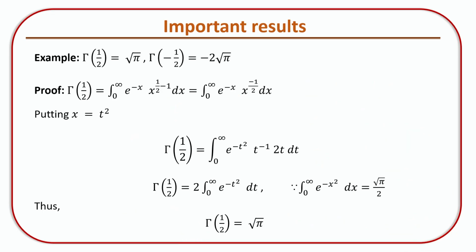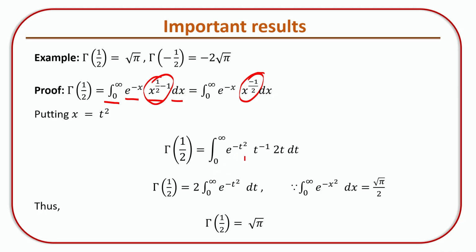Similarly, can we evaluate gamma half and gamma minus half? So, let us start with this one, gamma half. So, put all those values. Gamma half is equal to the integral from 0 to infinity of e to the minus x, x to the power 1 by 2 minus 1 dx. 1 by 2 minus 1 will become x to the power minus 1 by 2 dx, right? Indices of this one, right?